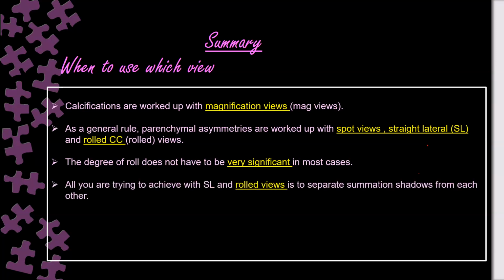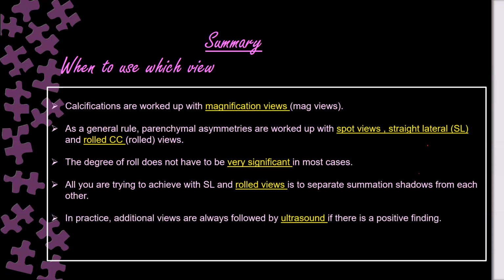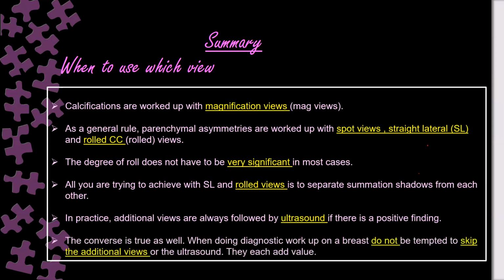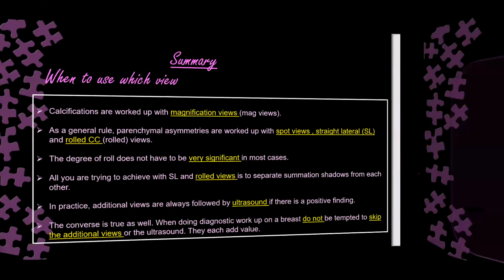All you are trying to achieve with straight lateral and roll views is to separate the summation of tissue, as we described before, to make sure whether it is a real lesion or a pseudo lesion. And even if it is a real lesion, when you separate it from the superimposed tissue, it will be delineated better. And as you know, in practice, usually after these views, additional views are followed by ultrasound as we have seen, or you can start with ultrasound in the workup and then go for the additional views, or vice versa. It depends.